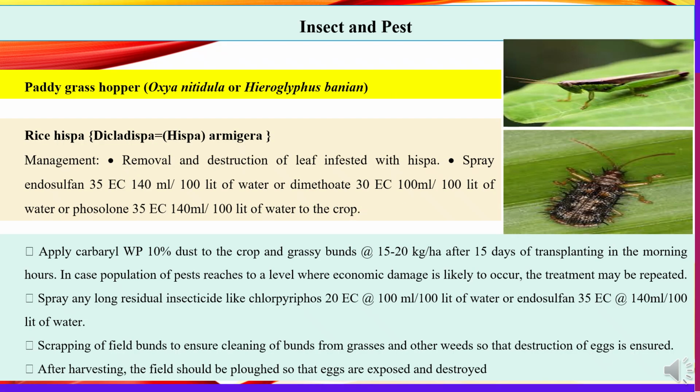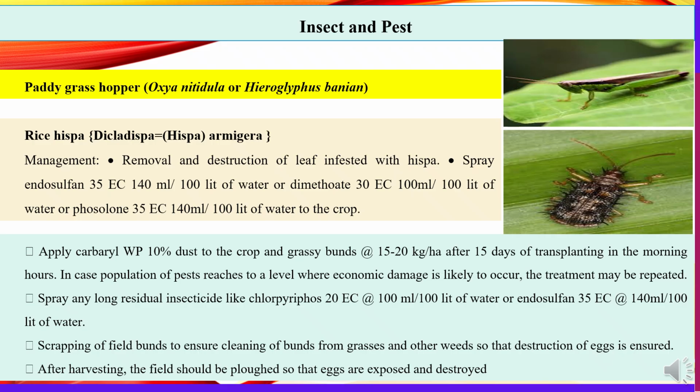Paddy grasshopper, Oxya nitidula or Hieroglyphus banian. Rice hispa, Dicladispa armigera. Management practices. Mechanical control. Remove and destroy leaves infested with rice hispa to prevent further spread. Scrape and clean field bunds to remove grasses and weeds, thereby destroying pest eggs and reducing future infestations. After harvesting, plow the field to expose and destroy pest eggs lying in the soil.